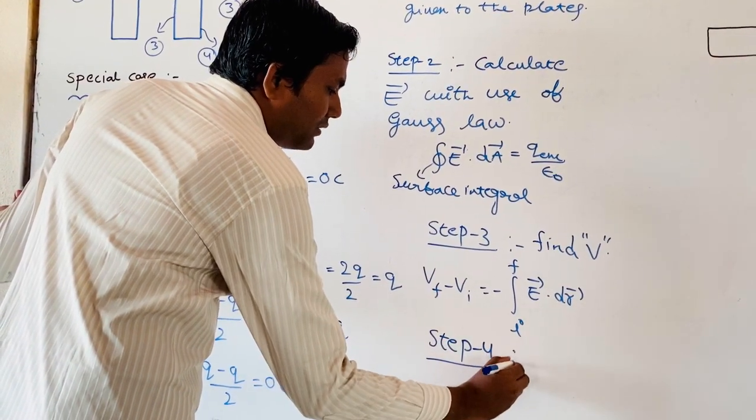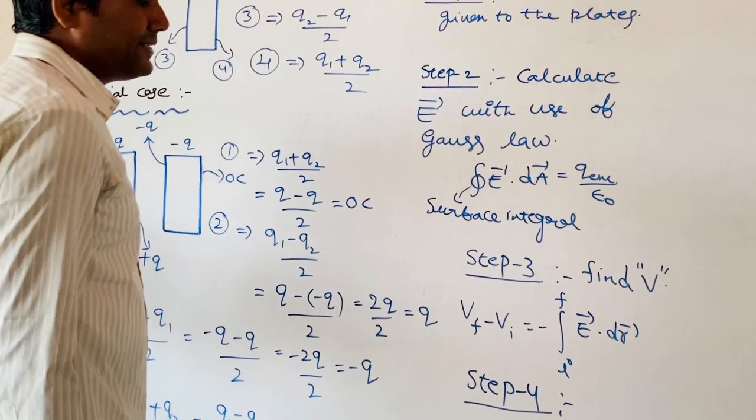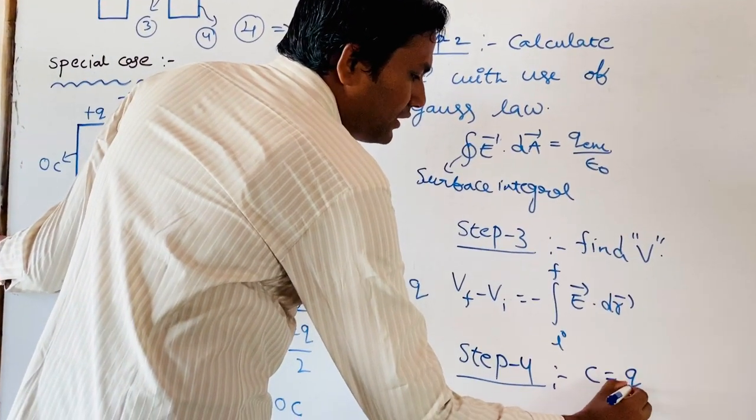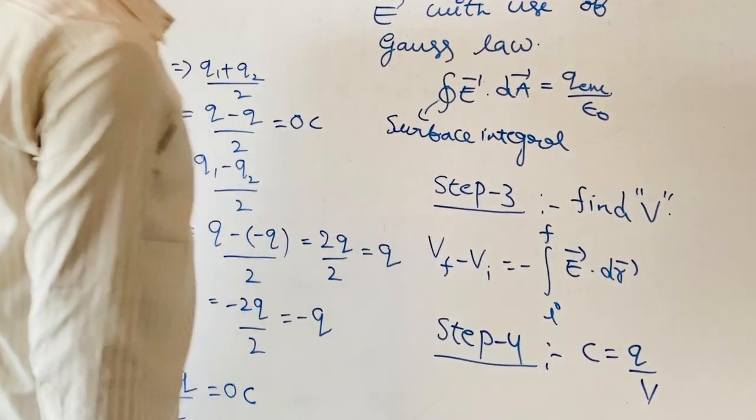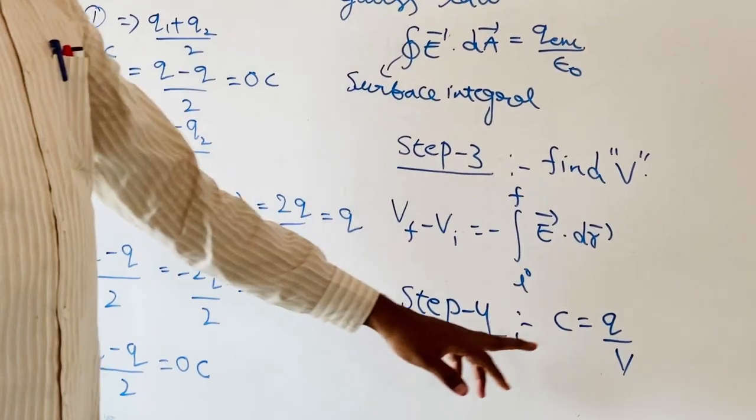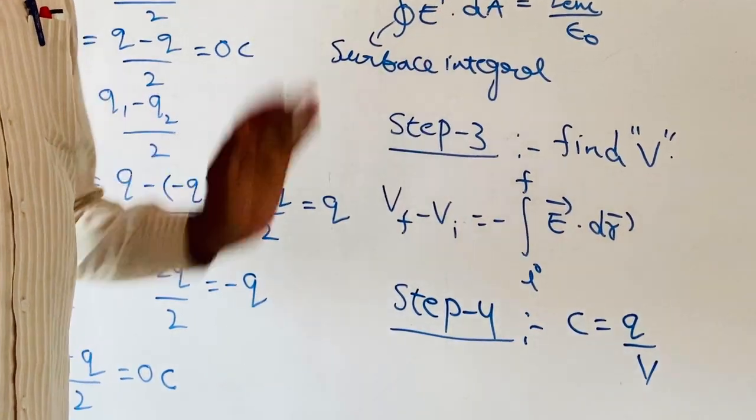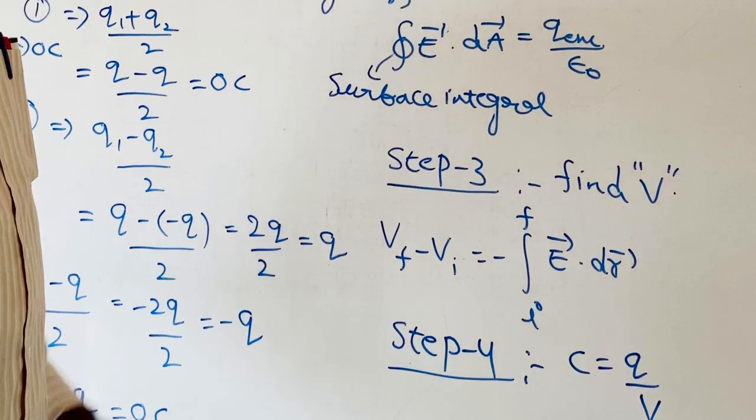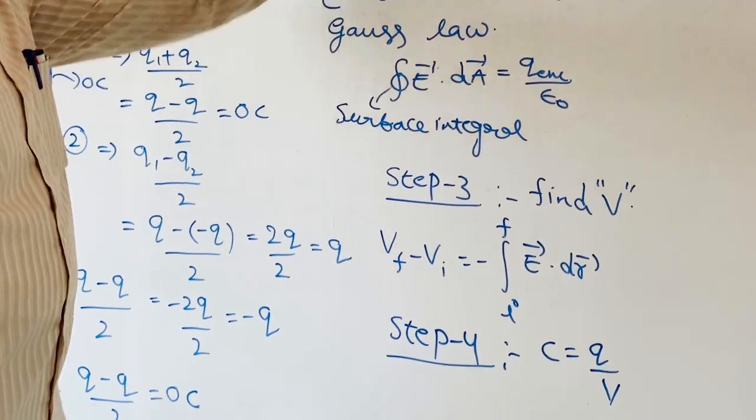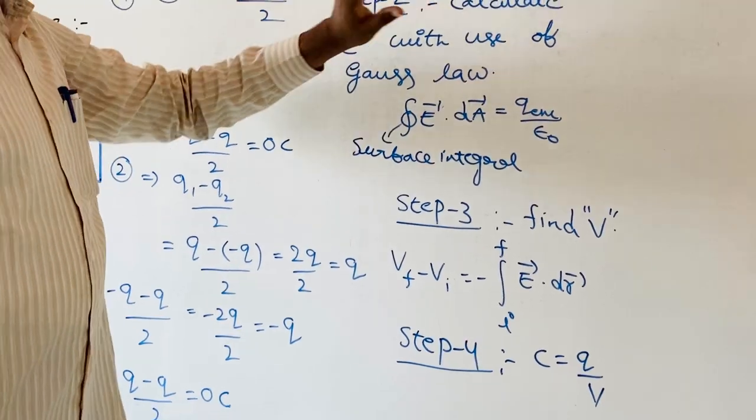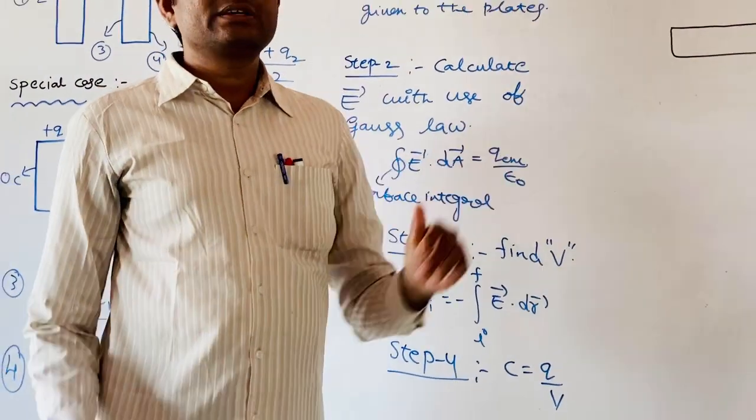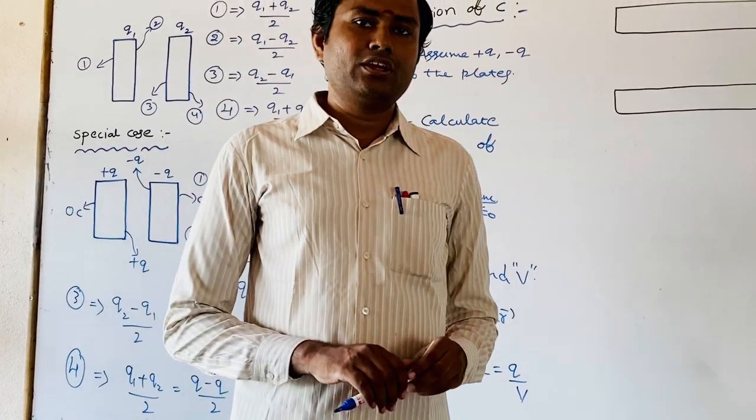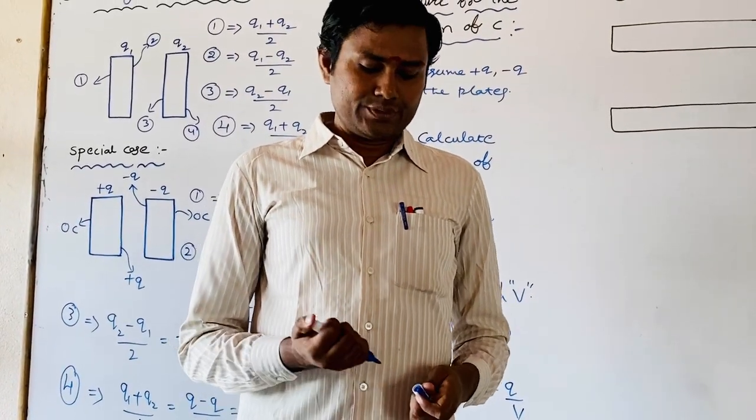So after the calculation of potential difference, we can utilize the expression C is equal to Q by V in order to calculate the capacitance of this parallel plate capacitor. Totally we need 4 steps in order to calculate the capacitance of not only a parallel plate capacitor, but of any capacitor. So what are those 4 steps?